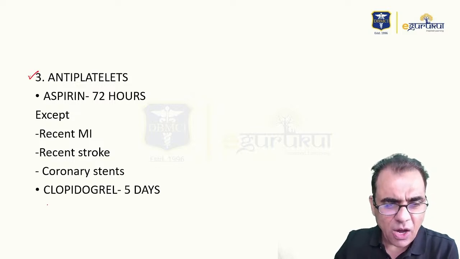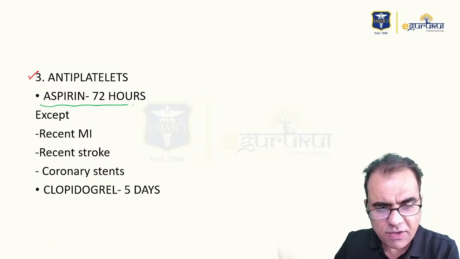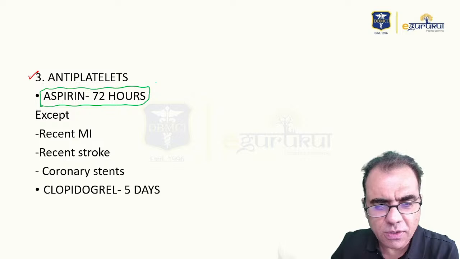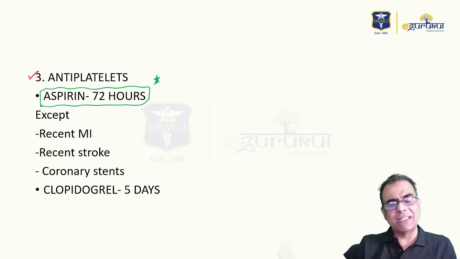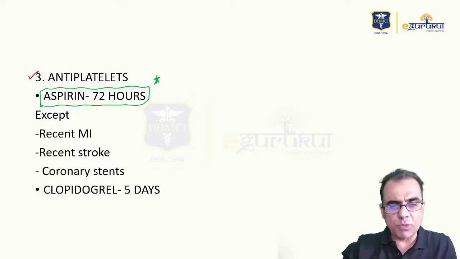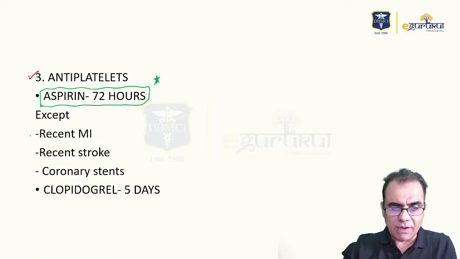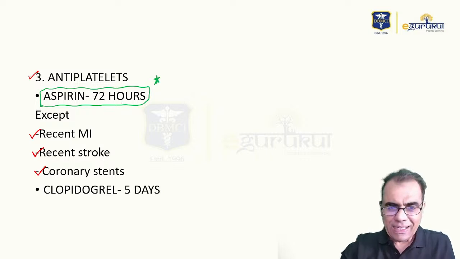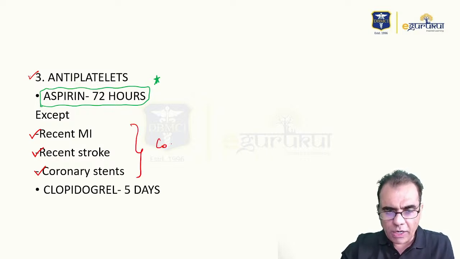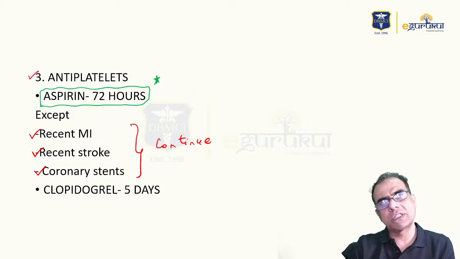Antiplatelets. Now aspirin needs to be stopped 72 hours before surgery. This is a very new change on which you can expect a question, because previously we were continuing aspirin, but now as per the recent guidelines, we have to stop aspirin 72 hours before surgery, except in 3 conditions: a recent MI, a recent stroke, or if the patient is already on a drug-eluting coronary stent. So in these 3 conditions, we do continue aspirin. Else we have to stop aspirin 3 days, 72 hours, before surgery.